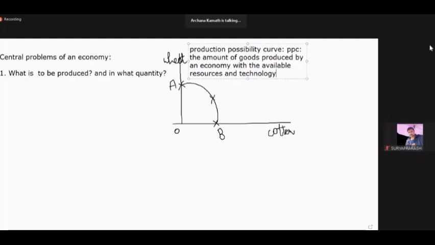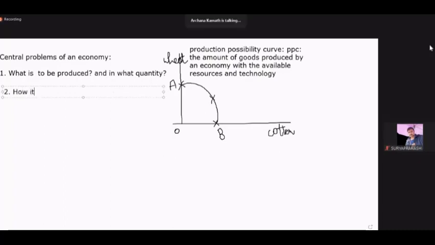When you move from one point on the production possibility curve to another point, you can see that your production varies. Sometimes you may give more importance to good X, sometimes you may give more importance to good Y. That is the first question, okay? What is to be produced and in what quantity? Second one is how it has to be produced.